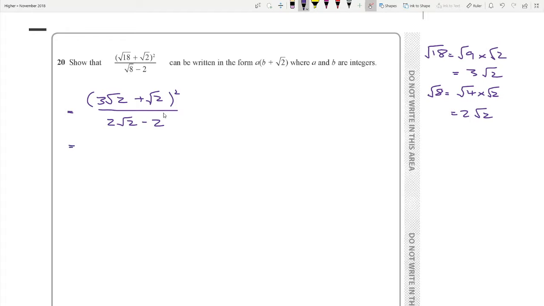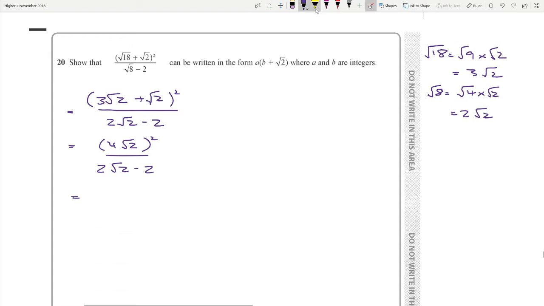Next, 3 root 2 add 1 root 2. Think of it like this, 3x add 1x gives you 4x, isn't it? Same thing here. Because we don't know what root 2 is, it's an unknown. 3 root 2 add 1 root 2, we're going to have 4 root 2's. So 4 root 2 all squared divided by 2 root 2 minus 2, that stays the same. Okay. What about this? How do we expand that then?